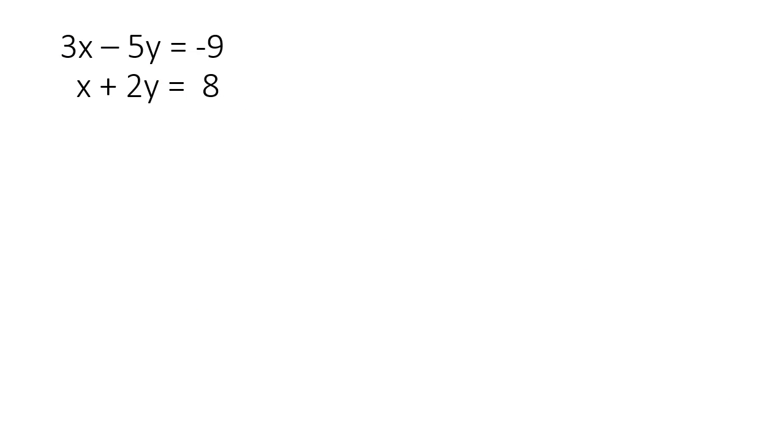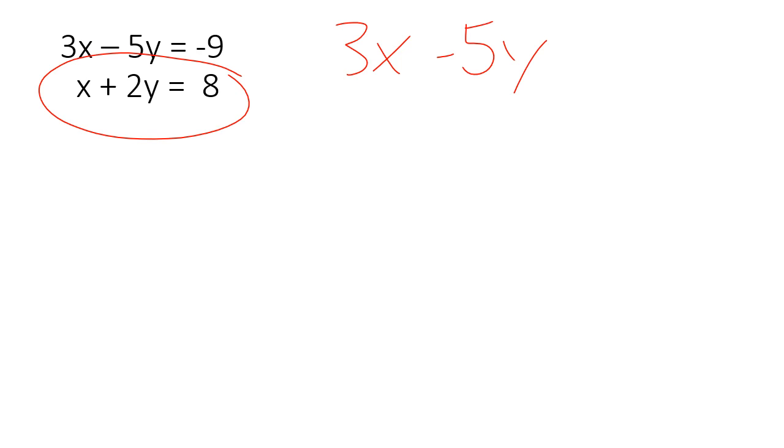So here I have 3x minus 5y equals negative 9, and then below that I have x plus 2y equals 8. So I can't easily add or subtract this. I'm going to have to scale up the equation, and the easiest one to scale up is going to be here. So I'm going to rewrite the top one. 3x minus 5y is equal to negative 9, and then I want to make either the y's the same or the x's the same.